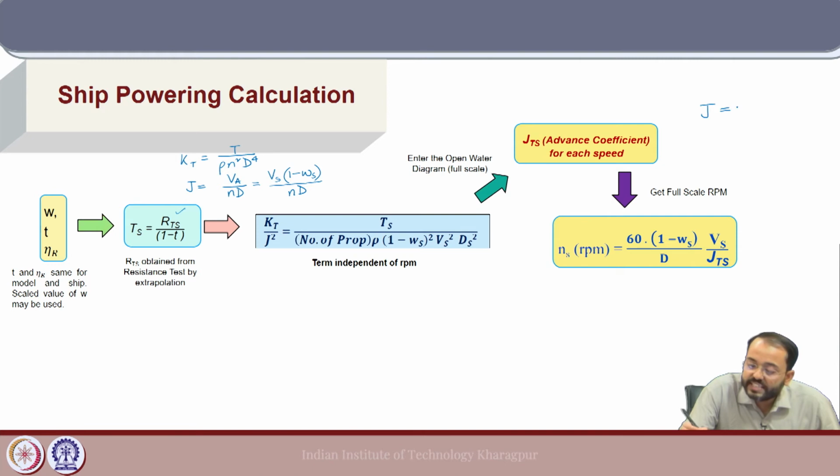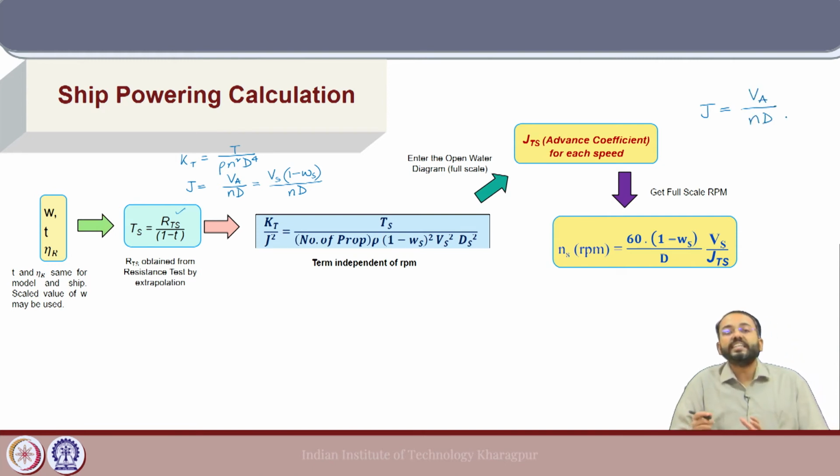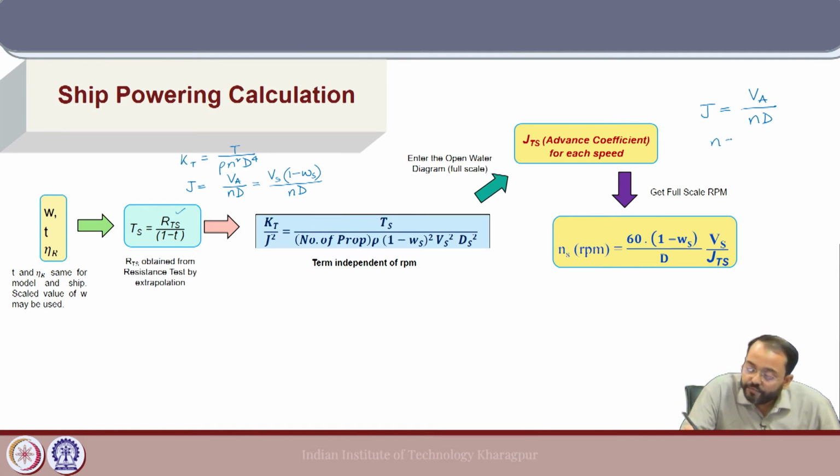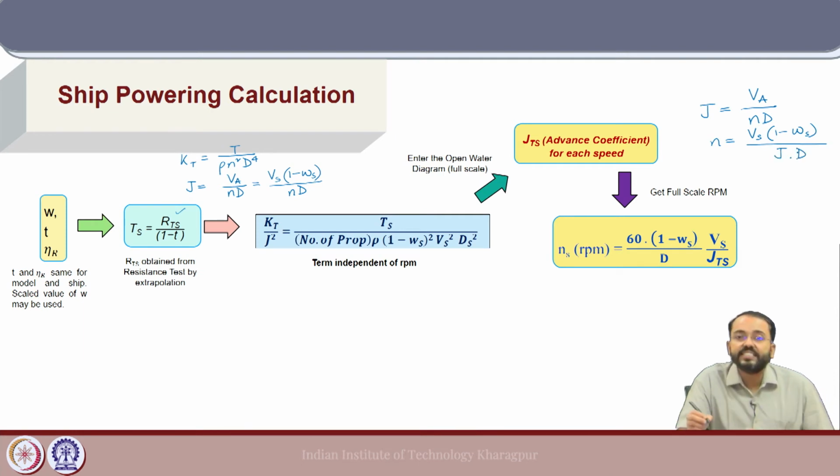Why? Because J is VA by ND, and VA is nothing but Vs into 1 minus wake fraction. So, N will be Vs into 1 minus wake fraction by J into D, where J here is JTS. Now, we have multiplied it by 60, because in the full scale ship the propeller speed of revolutions is typically mentioned in RPM. So, we have converted the RPS value to RPM by multiplying with 60.